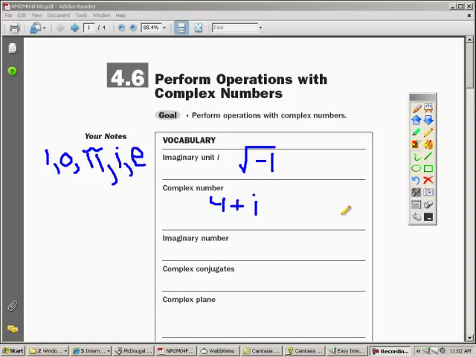And i always works as if it were a variable until you square it or something. We're going to talk about that in a little bit. Imaginary number is just i. In complex conjugates, if I had the 4 plus 2i, the complex conjugate to that, remember we learned about conjugates in the last section, is 4 minus 2i.